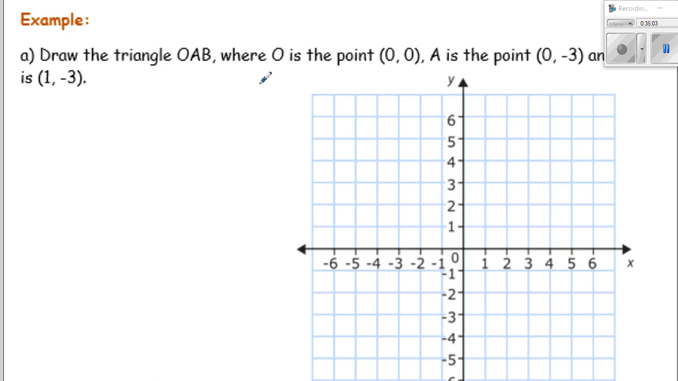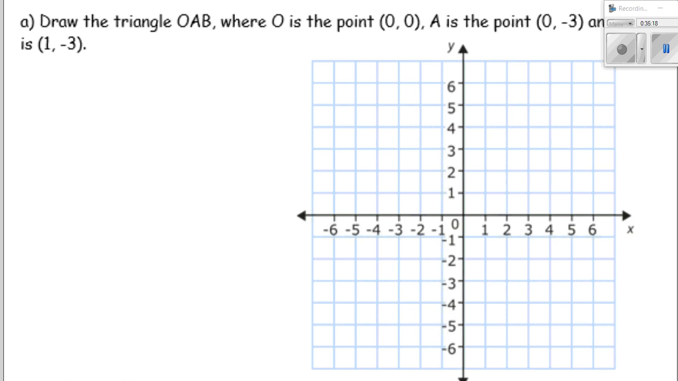So we're asked to draw a triangle OAB, where O is the point 0, 0, the origin, A is 0, negative 3, and B is 1, negative 3. So that's what we're asked to do first. I'm just going to scroll down so I can do this a little bit easier, but you can be doing this while I'm nattering on.